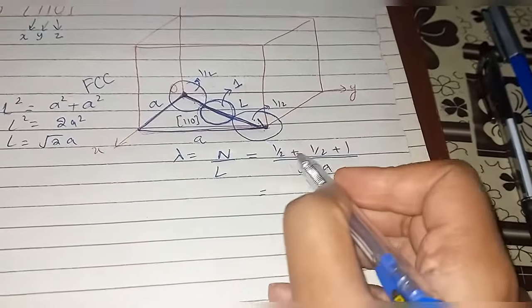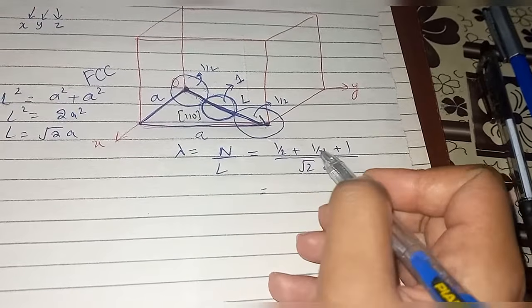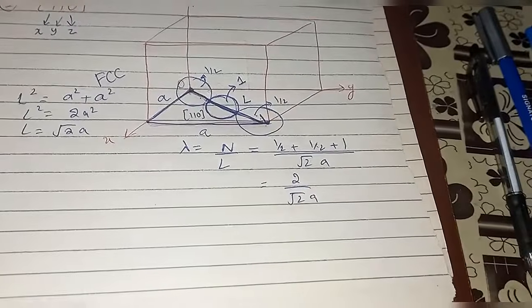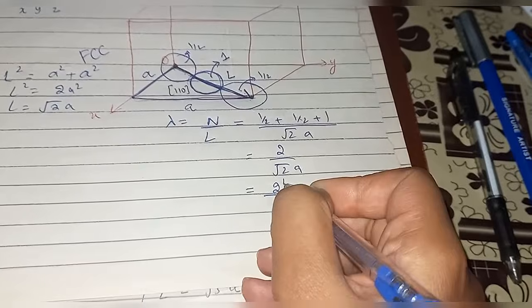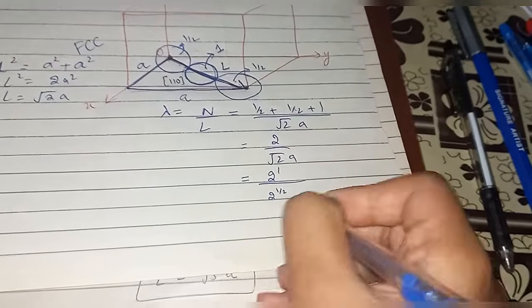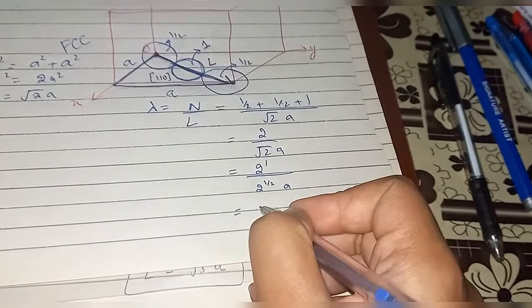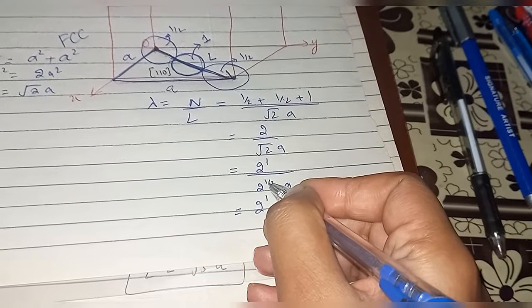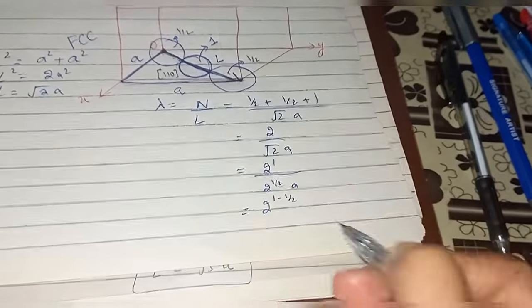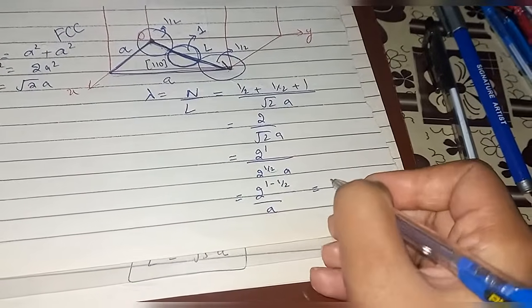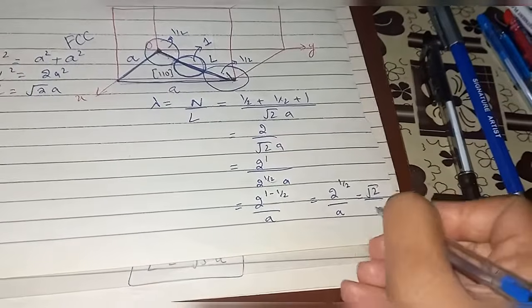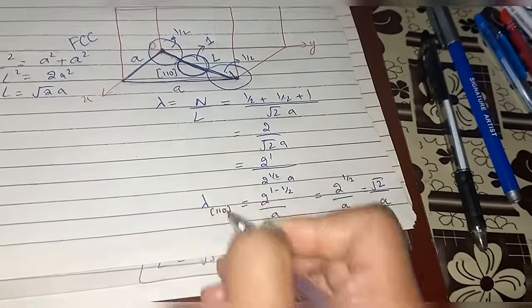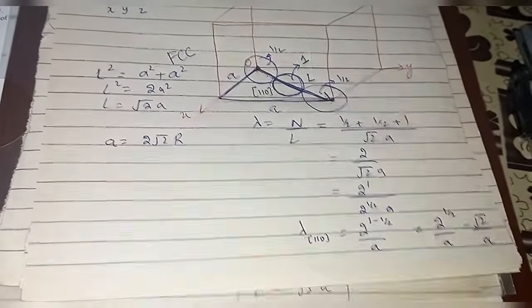All right, now we need to solve it. 1 by 2 plus 1 by 2 is 1, and 1 plus 1 is 2, so we get 2 by root 2 A. And 2 by root 2 A can be further solved as follows: 2 to the power 1 is 2, and 2 to the power 1 by 2 is root 2. So the bases are the same, so the powers can be subtracted. Since the power is in the denominator, it will come above with a negative sign, divided by A, and it will come out to be 1 minus 1 by 2, which is 1 by 2. So we are left with root 2 by A as the linear density for the FCC lattice in the 110 direction in terms of the lattice parameter. And we know that A equals 2 root 2 R, where R is the atomic radius.